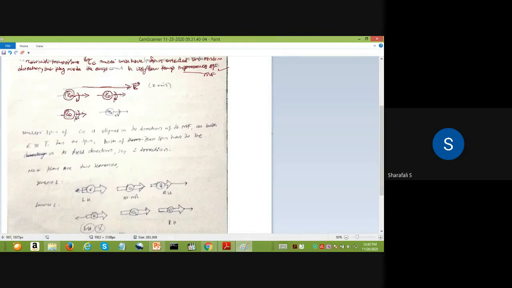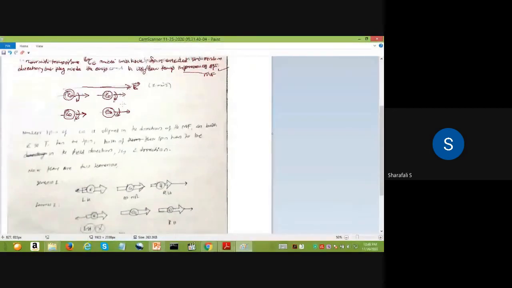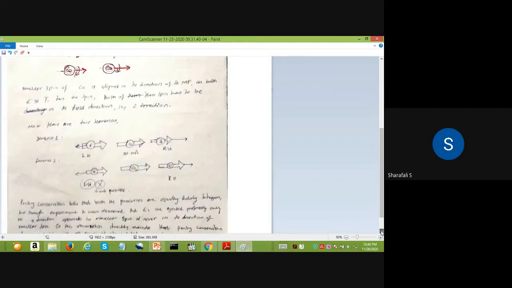The direction will be like this. These cobalt nuclei are now at rest. They are not moving, but their spins are aligned in the direction of the magnetic field. This is the direction that I have shown here. These are the spin directions of these cobalt nuclei. So in the presence of a magnetic field, they align in the direction of the magnetic field.